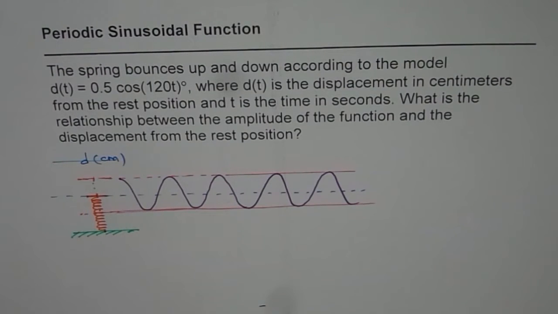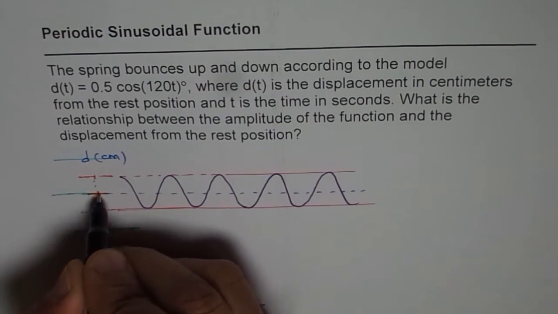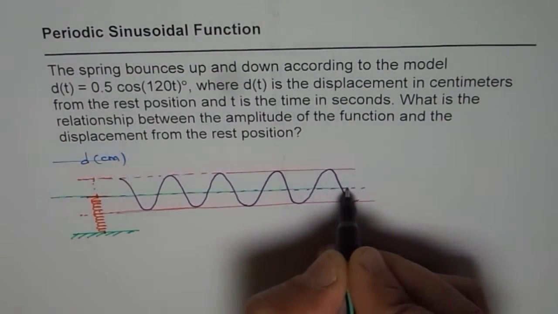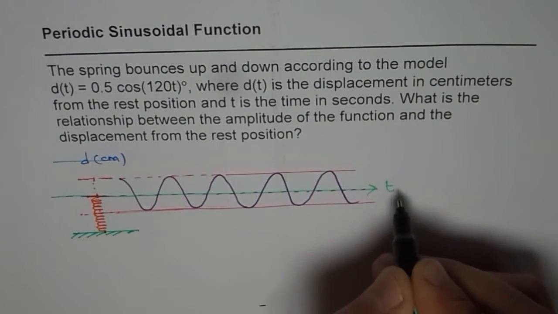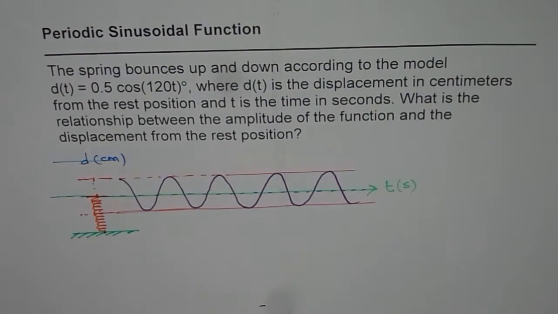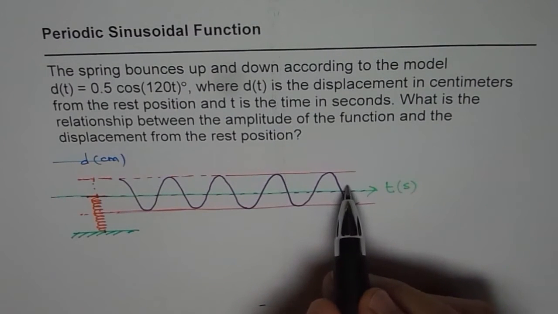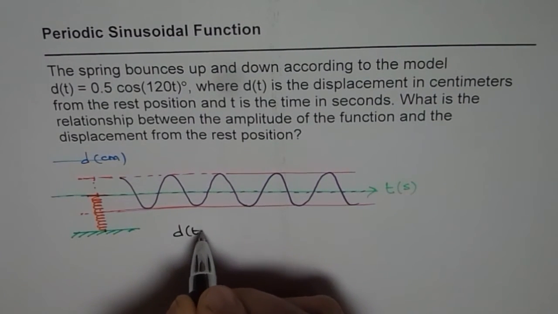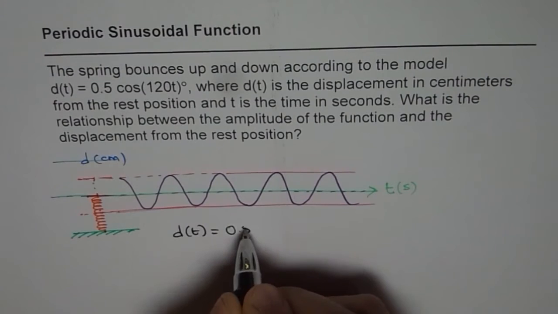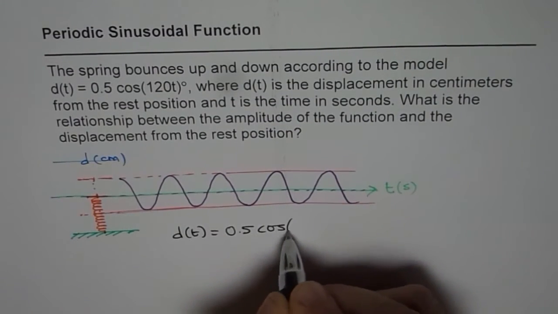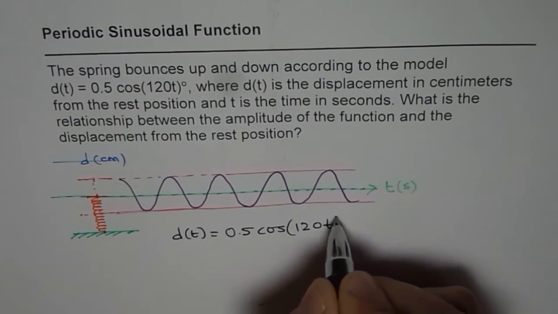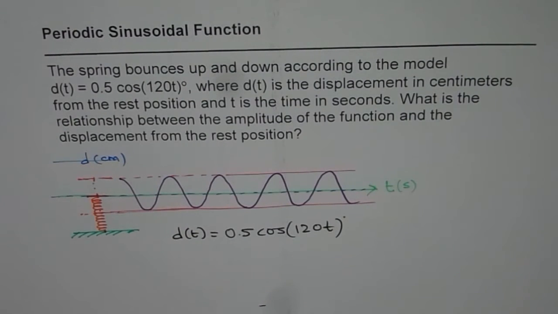Our axis really is right in the center. Let's take this color now. So let's say that is the axis, t, which is in seconds, correct? So that is the kind of situation where this cosine wave is represented by d of t equals 0.5 cos of 120t, and everything is in degrees.